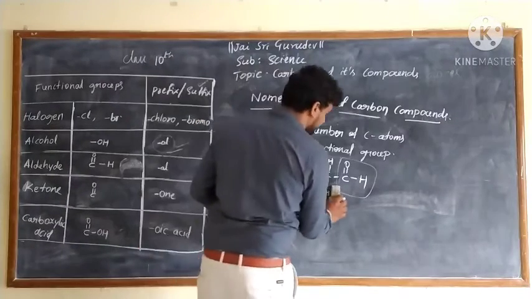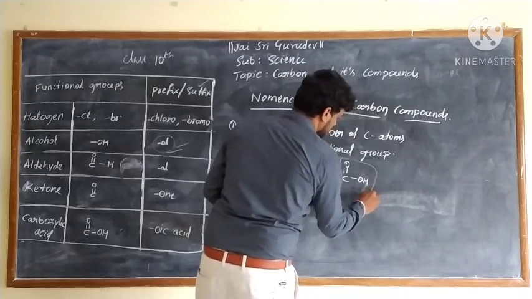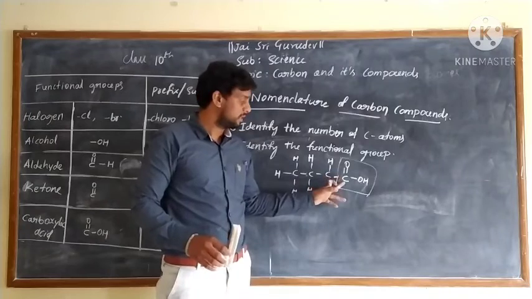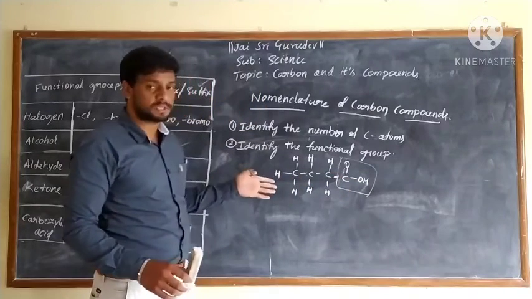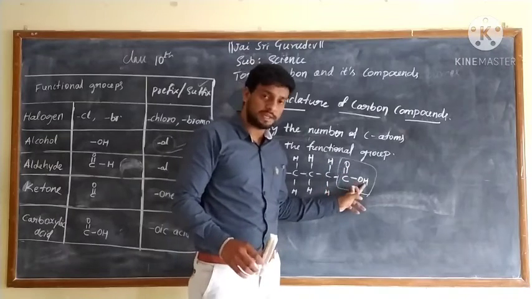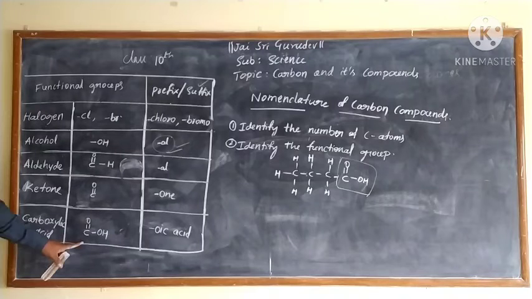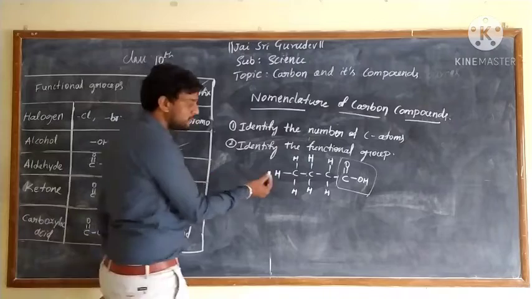Next, in the same place, if OH comes, which functional group is replaced? Yes, here it is the carboxylic acid. So what is the name of the compound? How many carbon atoms are there?